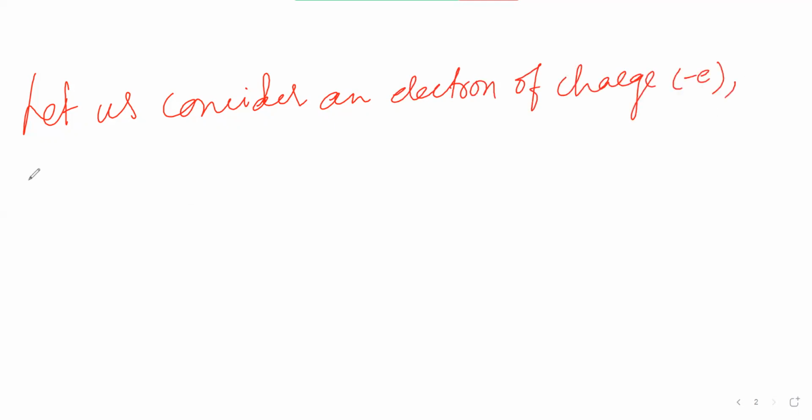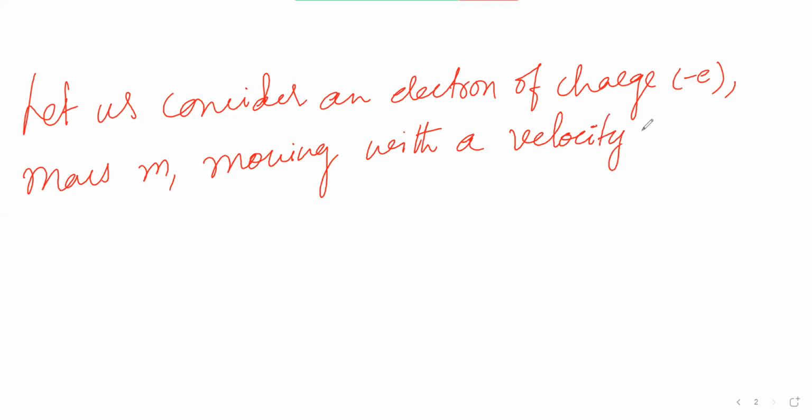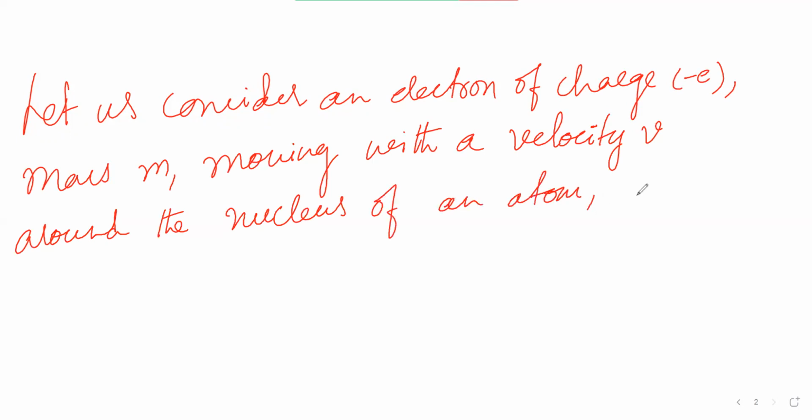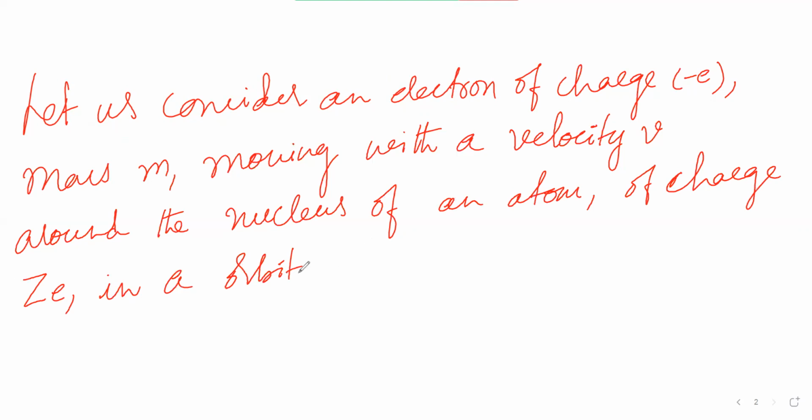Let us consider an electron of charge minus e, mass m, moving with a velocity v around the nucleus of an atom of charge Ze in an orbit.